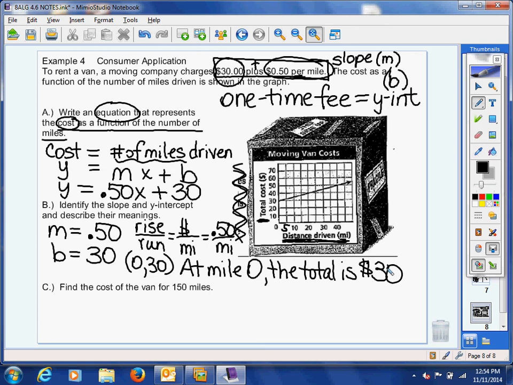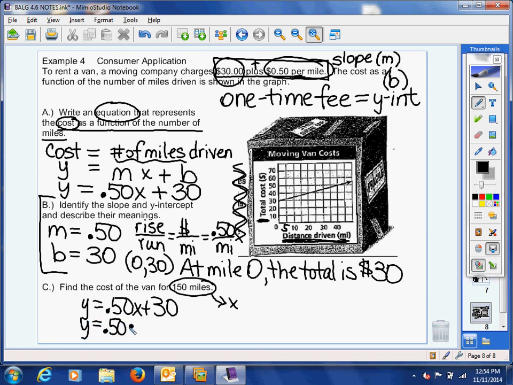Okay, we've had some experience with letter B with this particular part of this example, so hopefully this is not altogether foreign to you. Now letter C, we're going to take our equation and find the cost of driving 150 miles. 150 miles is number of miles. That's what we're going to plug in for x. And we're going to figure out if I drive 150 miles, how much am I going to pay this moving company? So let's plug it in. So we've got 0.50 times 150 plus 30.